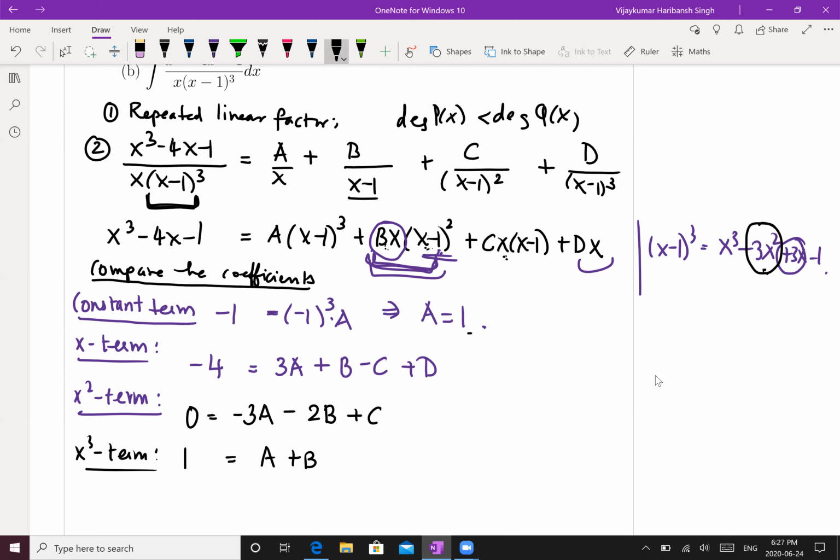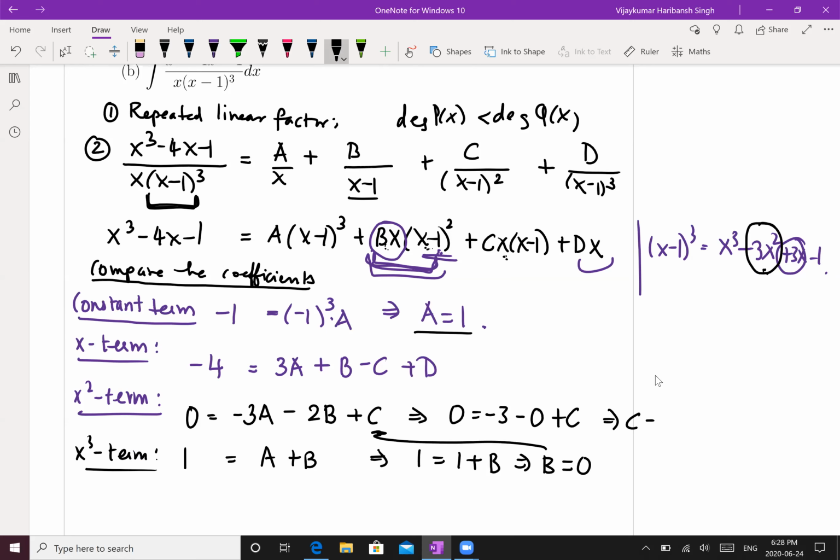So we already have a with us. So this will give us b equals to 0, right? Because since a is 1, you get 1 equals to 1 plus 1 b. This gives me b equals to 0. Now take that, plug it back in this equation. Here. So this will give us 0 equals to minus 3 minus 0 plus c. So we get c equals to 3.